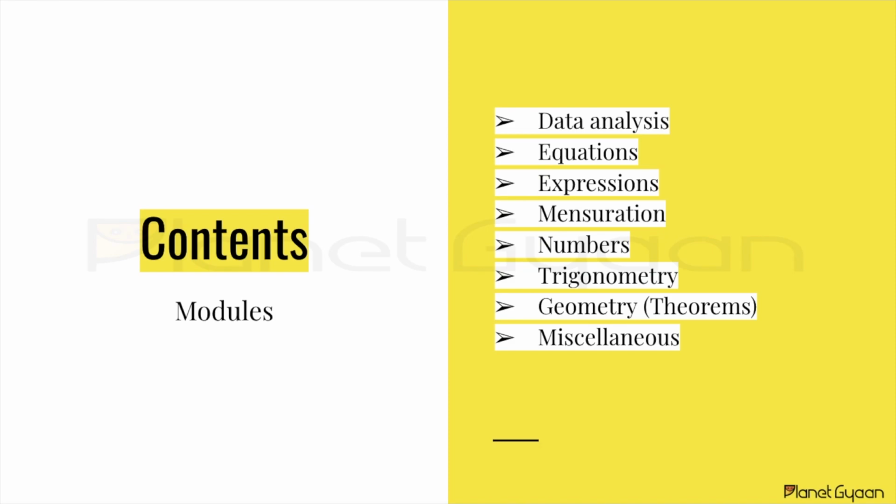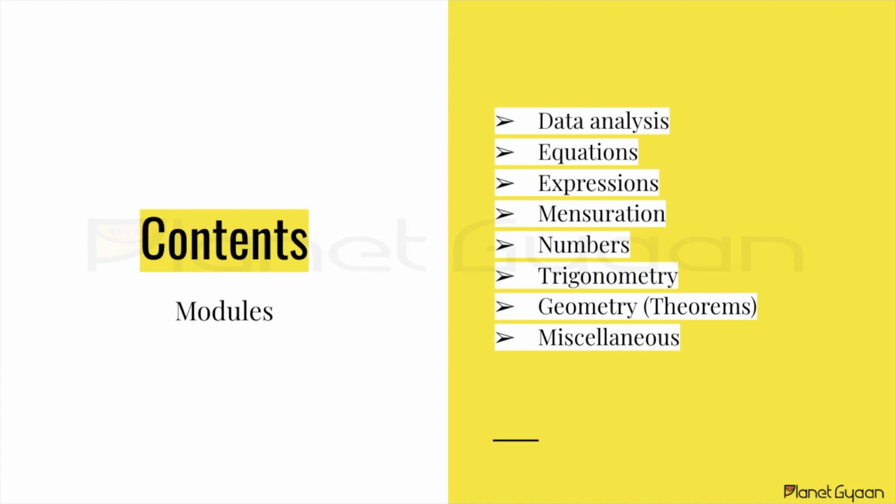Then we have geometry. When I say geometry, I'm talking about chapters like circles, triangles, quadrilaterals, things like that. We are specifically talking about theorems when we talk about these particular chapters. And miscellaneous are some other important concepts which should be included in your chart. So this is overall the content which will be there in your charts.